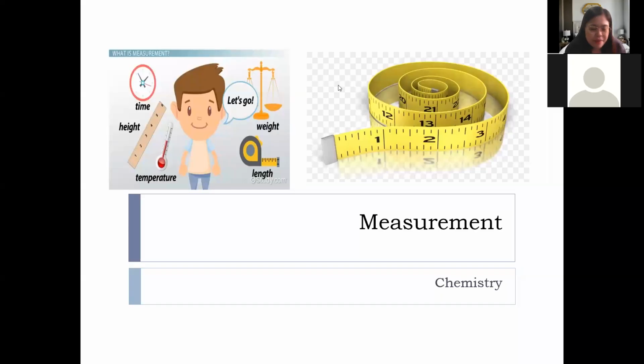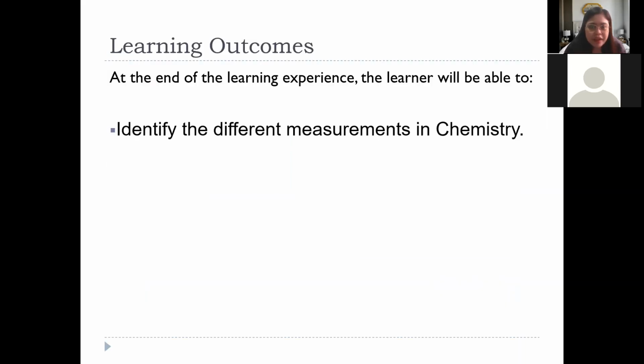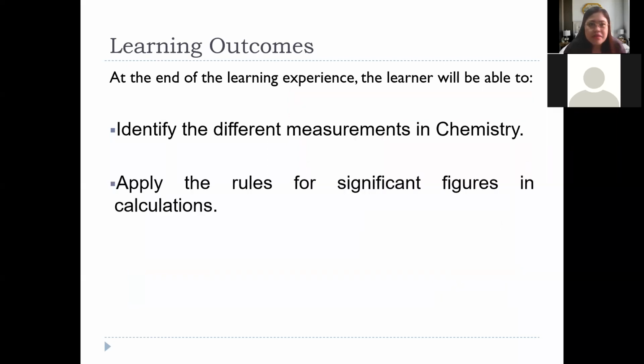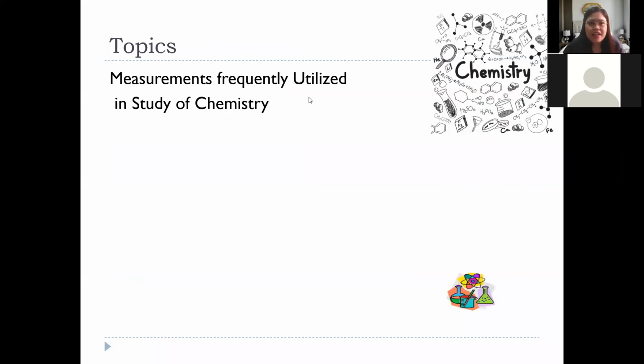So last time, actually, di ba, we started with measurement, no? Again, our objectives for this lesson: first, identify the measurements in chemistry; apply the rules for significant figures in calculations; and lastly, differentiate precision and accuracy. So these are our topics, the SI units.